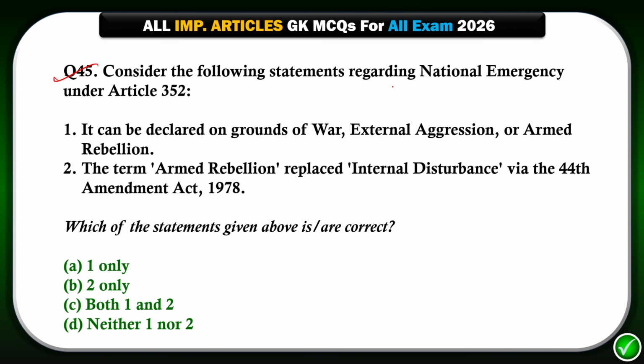45. Consider the following statements regarding national emergency under Article 352. It can be declared on grounds of war, external aggression or armed rebellion. The term armed rebellion replaced internal disturbance via the 44th Amendment Act 1978. Which of the statements given above is correct? Option number C, both 1 and 2 are correct.